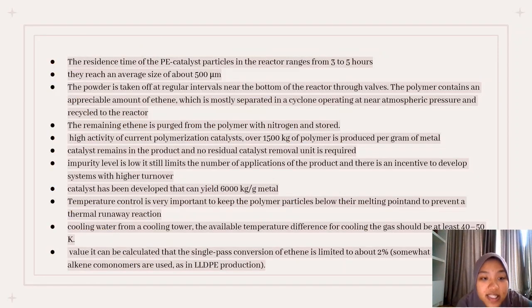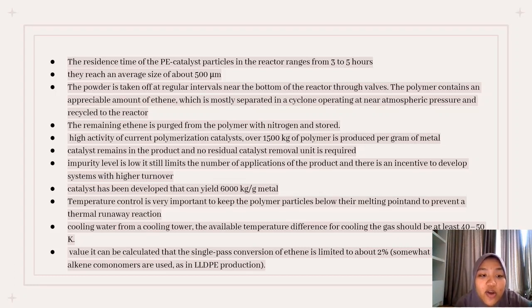The residence time of the PE catalyst particle in the reactor ranges from 3 to 5 hours, during which they reach an average size of about 500 micrometer. The powder is taken off at regular intervals near the bottom of the reactor through a valve. The polymer contains an appreciable amount of ethene, which is mostly separated in the cyclone operating at near atmospheric pressure and recycled to the reactor. The remaining ethene is purged from the polymer with nitrogen and stored.